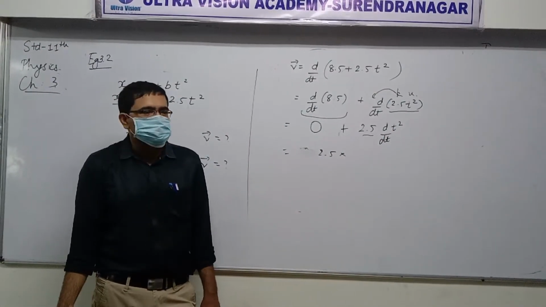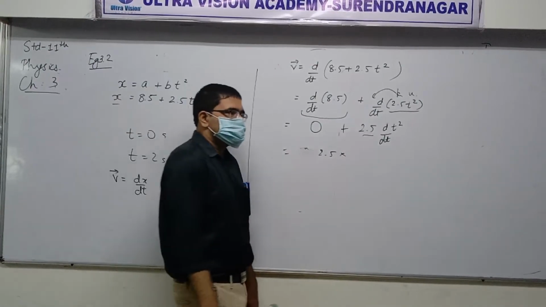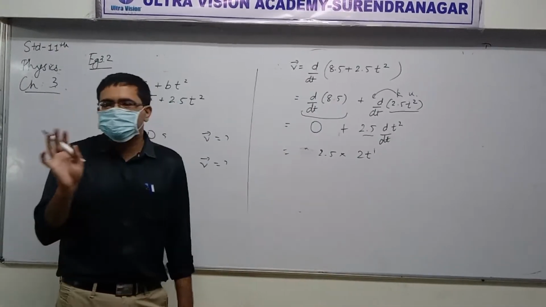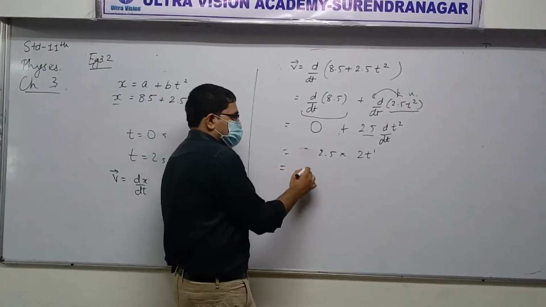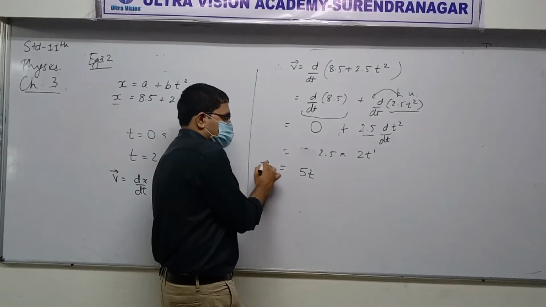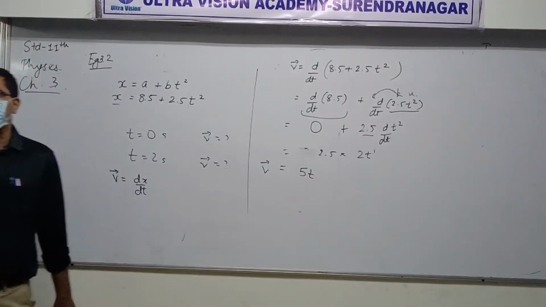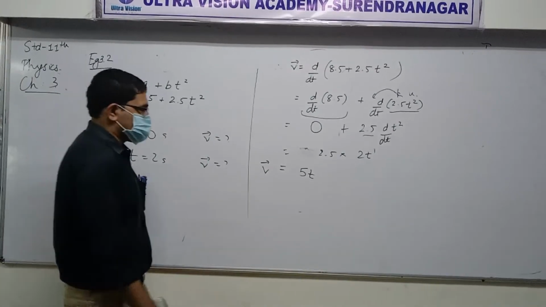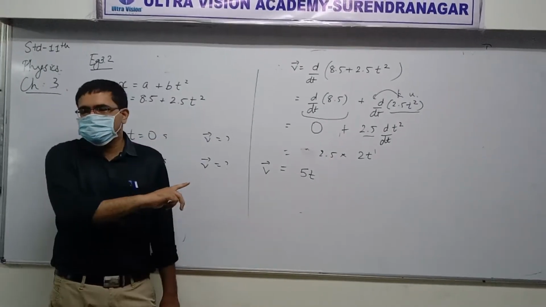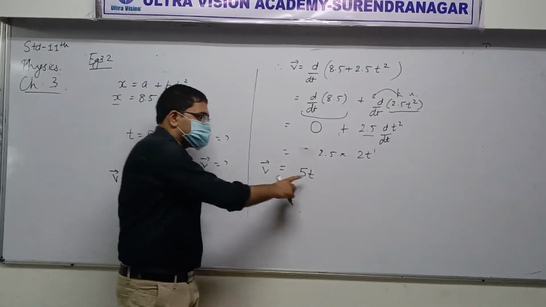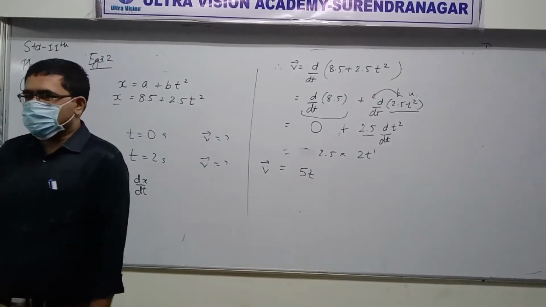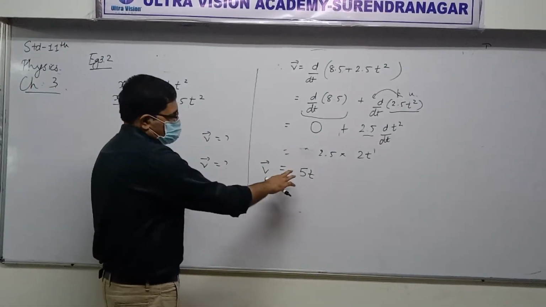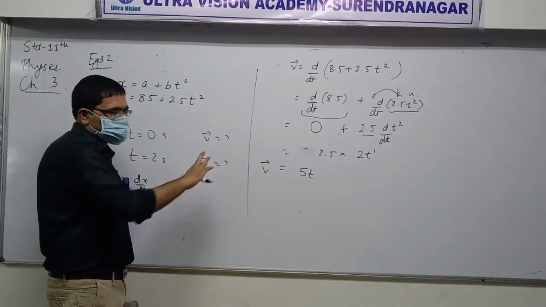Yes, Cyril. 2 into t raised to 1. Very good. Okay, using the first rule. So this is going to be 5 into t. Alright? So the velocity will be 5 into t. Okay? If anyone has questions, you can raise your hand. If velocity is 5 into t, what is t here? Time. Okay, t is the time. Now this is the general expression for velocity, that at any time t velocity will be like this.